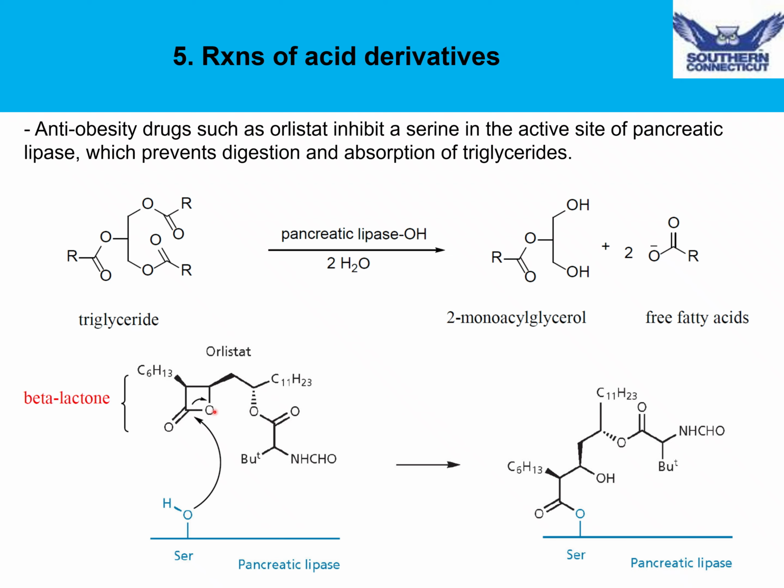This is a very reactive ester. Most esters are relatively unreactive towards nucleophiles, but when you put the ester in a small ring, such as a 4-member ring, that ester behaves more like an acid chloride in terms of reactivity, and it will react with the serine group of pancreatic lipase and therefore inhibit the action of that enzyme.